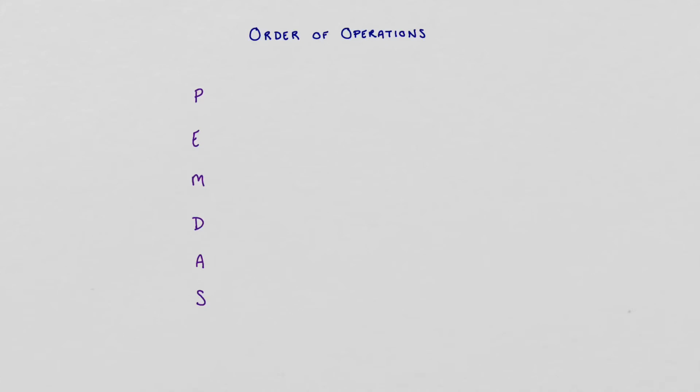In this video, we're going to review order of operations. Most likely from previous math classes, you've seen the acronym PEMDAS, where P stands for parentheses, E stands for exponents, M stands for multiplication, D stands for division, A stands for addition, and S stands for subtraction.